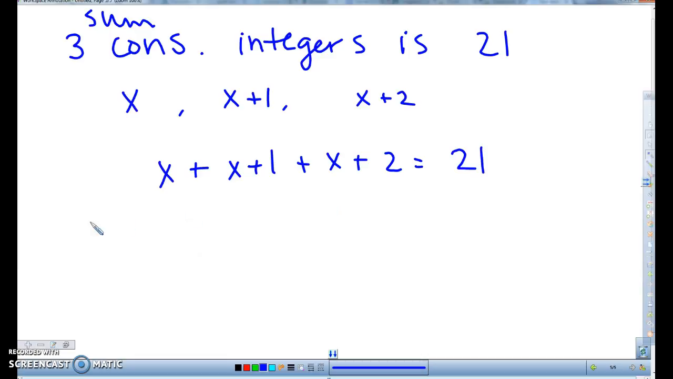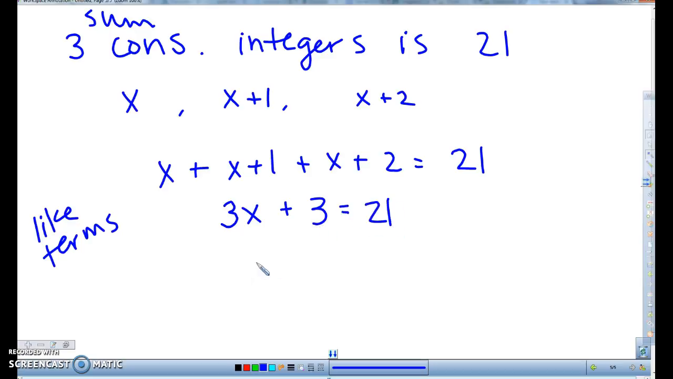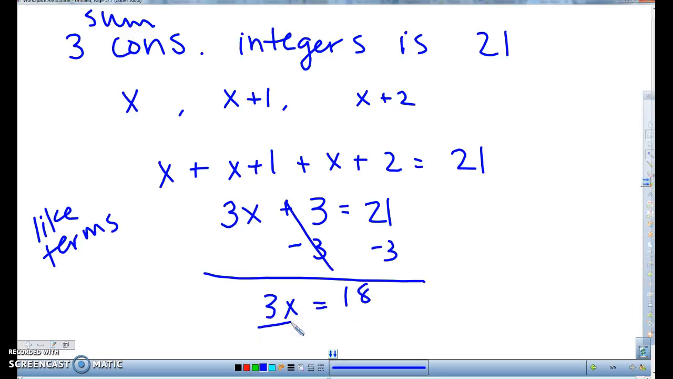I'm going to go ahead and combine like terms. So I have 3 x's, and I have 1 plus 2 is 3. And now I have this multi-step equation. The first thing I need to do is subtract the 3 off both sides. These cancel. I have 3x equals 18. If I divide both sides by 3, I get x equals 6.